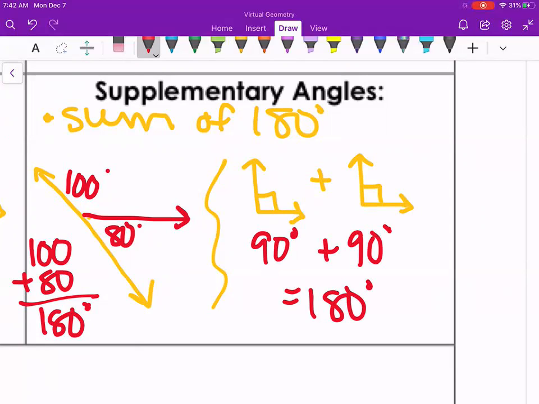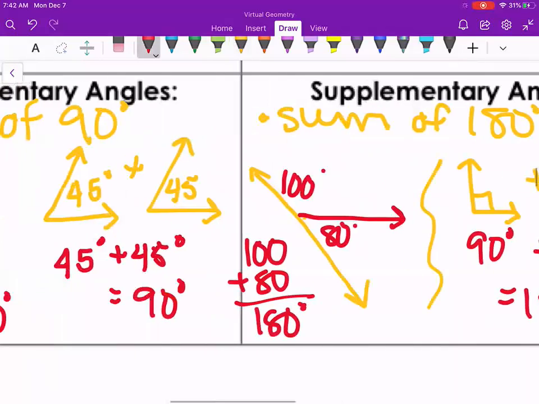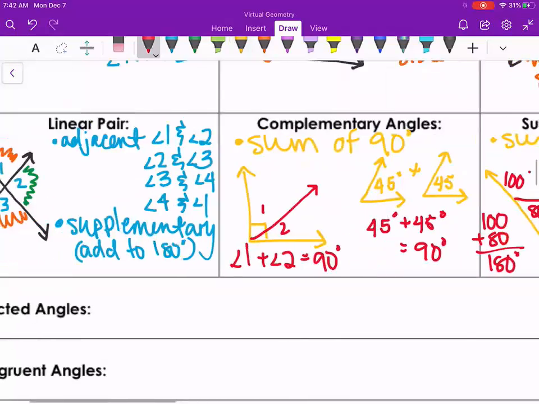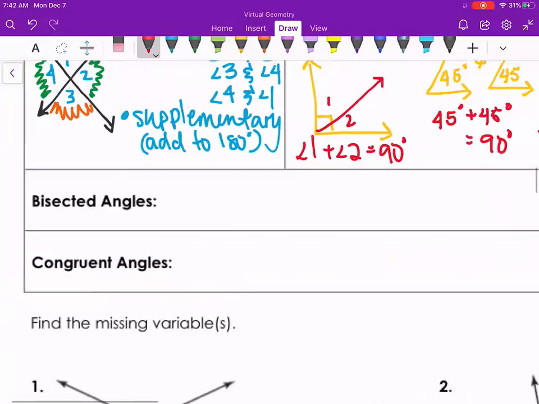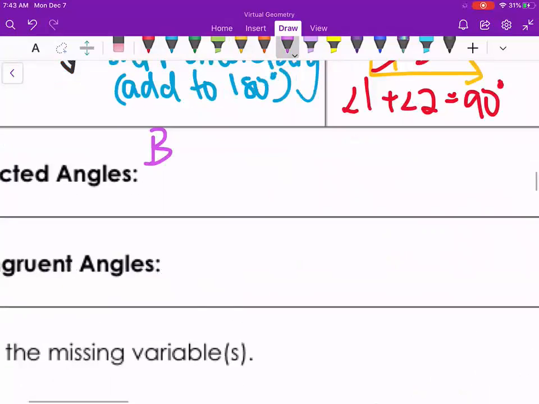All right. A couple other vocab terms that we looked at, especially when dealing with angles, is the idea of a bisected angle and congruent angles. So remember, bisect means to cut in half. I'm going to zoom in here.